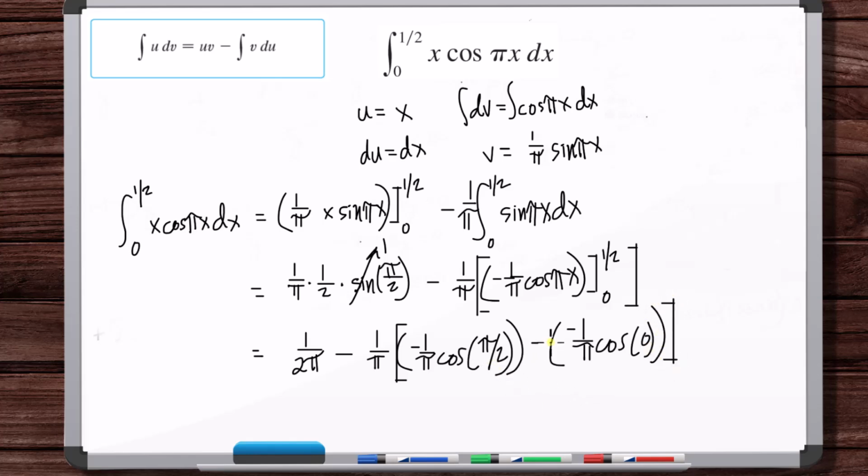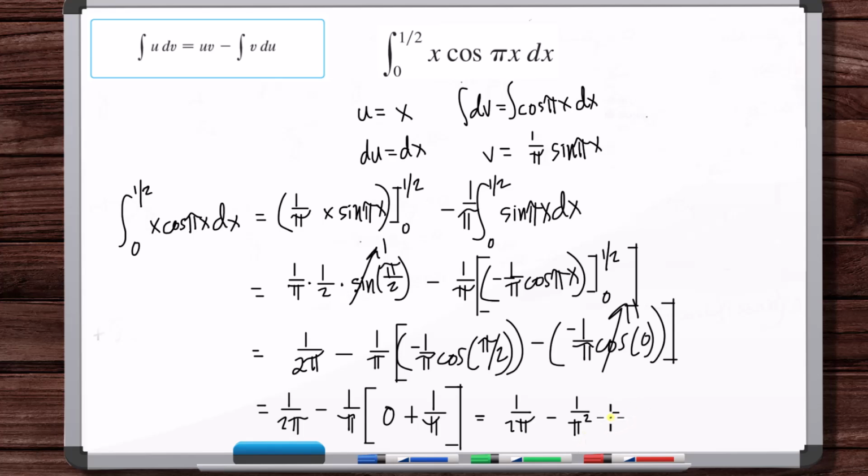You got to be careful here. You have multiple minus signs. Whenever you have a minus sign like this, you got to be careful because it's like minus minus. So 1 over 2 pi minus 1 over pi cosine pi over 2, which is 0. Minus, and this is 1, so plus 1 over pi. So 1 over 2 pi minus 1 over pi squared. So this is pi over 2 pi squared minus 2 over 2 pi squared, which is pi minus 2 over 2 pi squared.